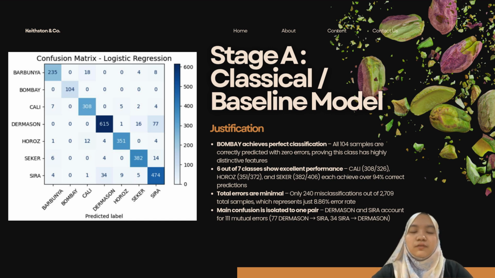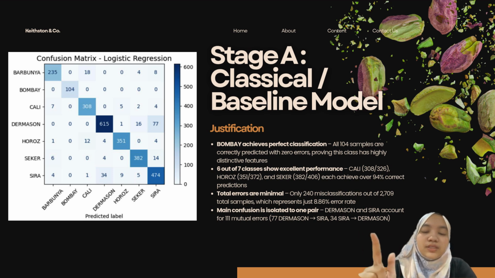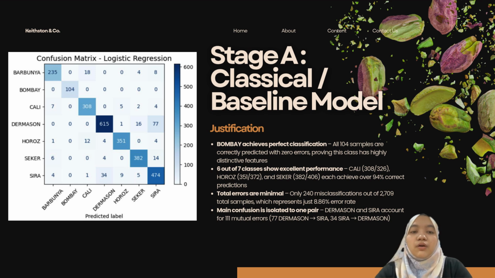This is our Stage A confusion matrix analysis. It shows the confusion matrix for the logistic regression model. From this confusion matrix, we can see that the Bombay class achieved perfect classification, with all 104 samples predicted correctly. We can also observe excellent performance for Cali, Horoz, and Seker, where each of these classes achieved more than 94% correct prediction. Overall, the model produced only 240 misclassifications out of the 2,709 testing samples.